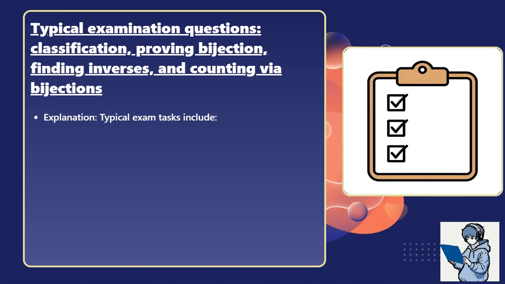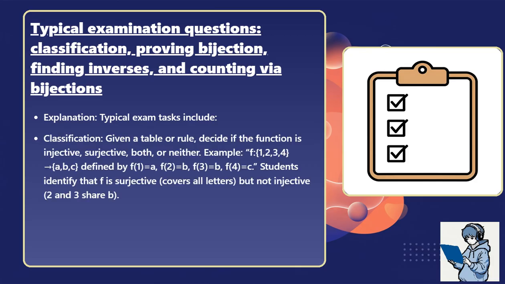Typical exam tasks include classification. Given a table or rule, decide if the function is injective, surjective, both, or neither. Example: f of 1 equals a, f of 2 equals b, f of 3 equals b, f of 4 equals c. Students identify that f is surjective, covering all letters, but not injective because 2 and 3 share b.